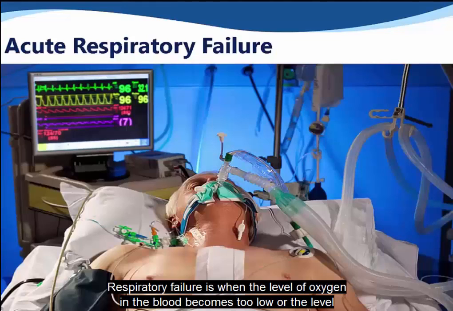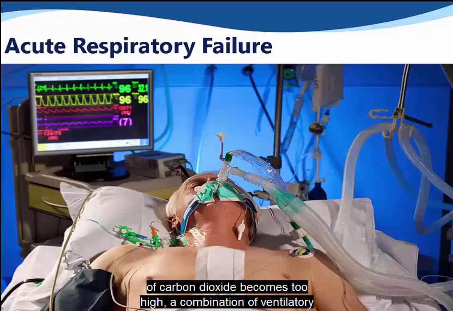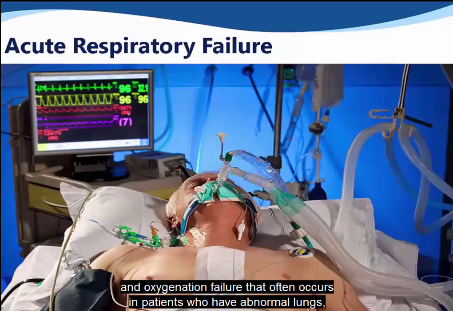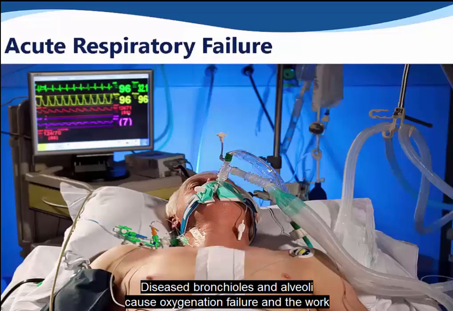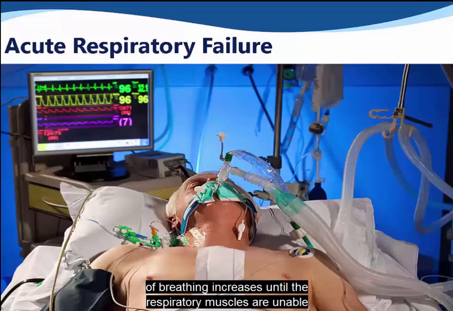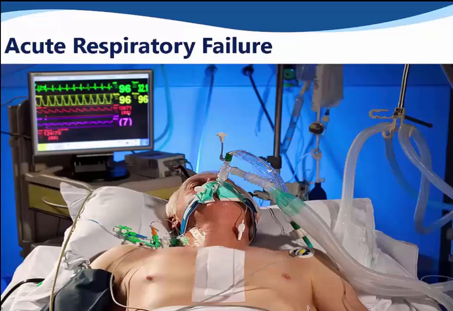Respiratory failure is when the level of oxygen in the blood becomes too low or the level of carbon dioxide becomes too high. A combination of ventilatory and oxygenation failure that often occurs in patients who have abnormal lungs, such as those with chronic bronchitis, emphysema, or asthma attacks. Diseased bronchioles and alveoli cause oxygenation failure, and the work of breathing increases until the respiratory muscles are unable to function effectively, causing the ventilatory failure.